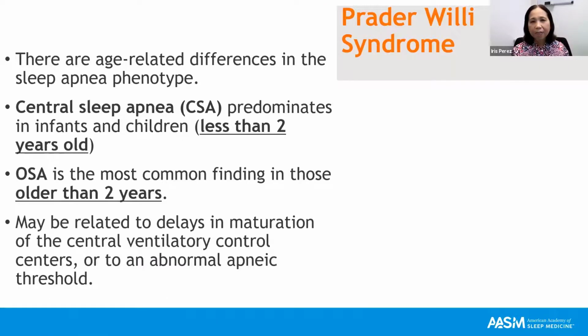There are age-related differences in the sleep apnea phenotype in patients with Prader-Willi syndrome. Those who are younger, less than 2 years of age, have more predominant central sleep apnea, and those who are older than 2 have more predominant obstructive sleep apnea. The central sleep apnea may be related to delays in maturation of the ventilatory control centers or to an abnormal apneic threshold.